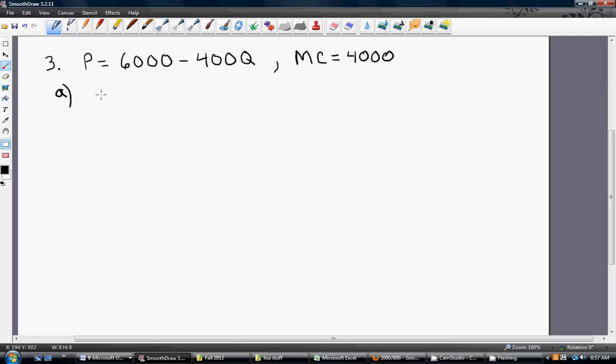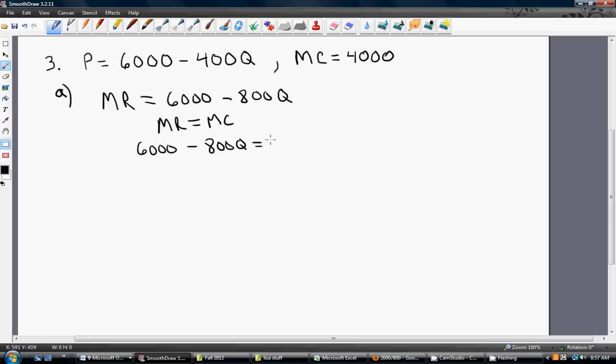Let's take the inverse demand equation and convert it to a marginal revenue curve. Marginal revenue has a slope that is twice as steep as the inverse demand. In that case, the minus 400Q becomes minus 800Q. Marginal revenue equals marginal cost will give us the profit maximizing output.